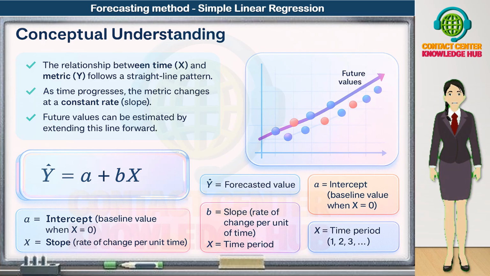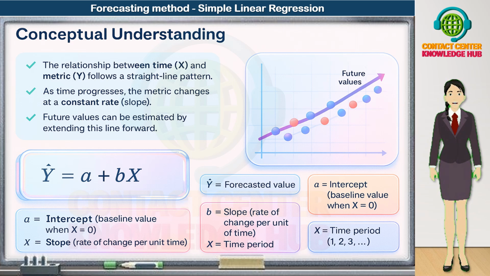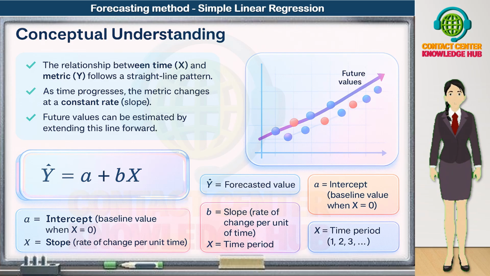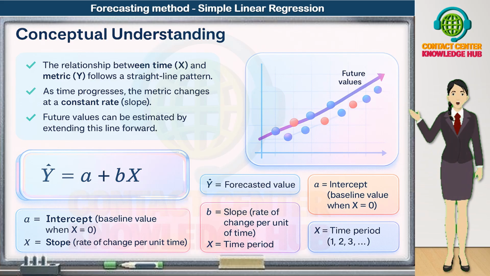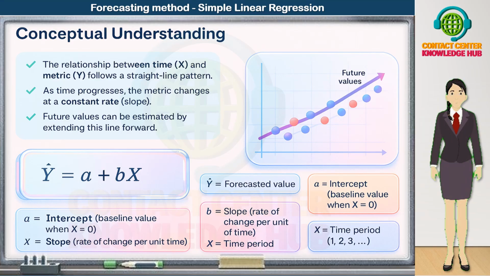The regression line is written as y hat equals a plus bx. Here's what each component means. Y hat is the forecasted value. A is the intercept. This represents the baseline value when x equals 0. B is the slope, how much the metric changes for each unit of time. And x is the time period, such as 1, 2, 3, and so on. This simple equation forms the core of linear forecasting and helps us project how a metric will behave over time, assuming the trend continues in a straight line.